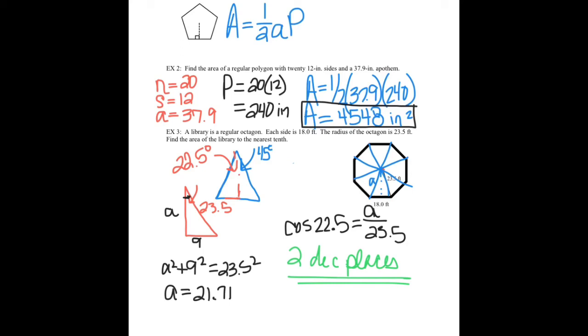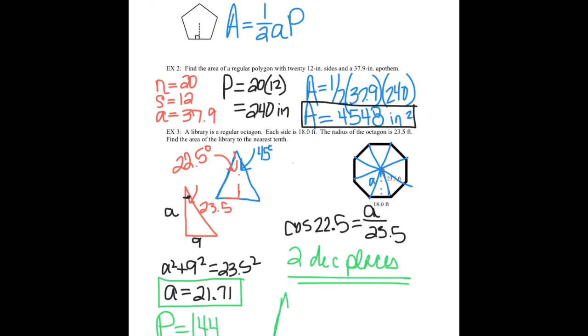All right, so now I've found my apothem. I know that my apothem is 21.71. So I need to find the perimeter. Well, the perimeter of this shape, it's an octagon. That's 8 sides. Each side is 18 feet long, so the perimeter is 144.